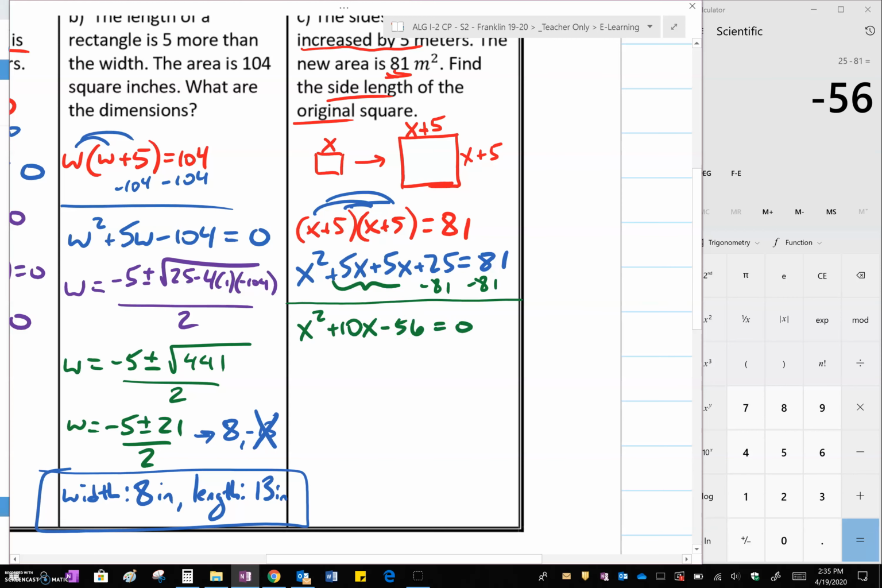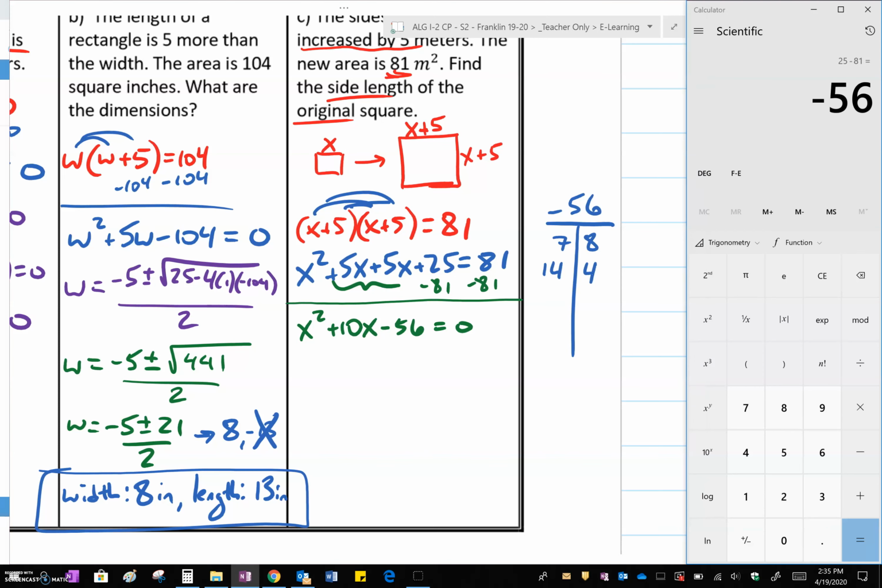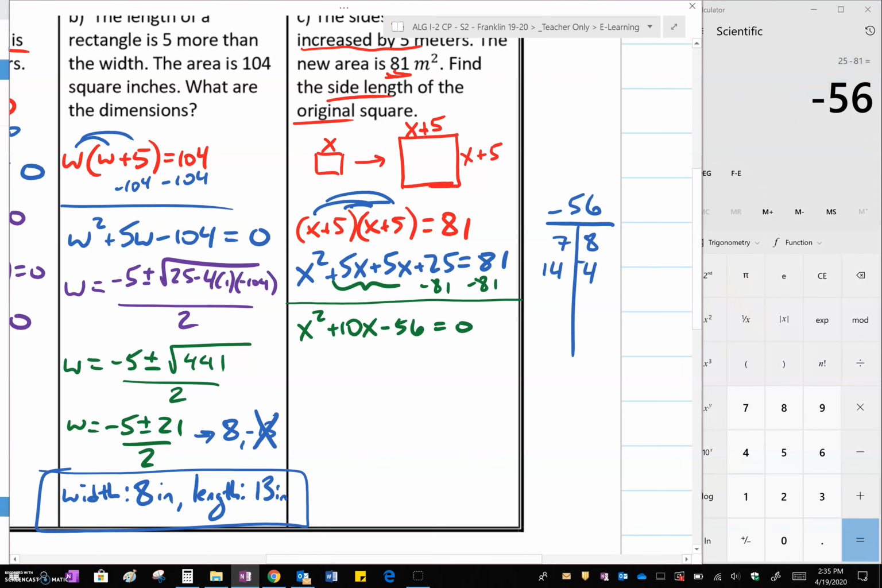All right. So we can try the quadratic formula or we can factor. And just to save some space here, I think I'm going to try to factor. So we want two numbers that multiply to negative 56 and add to 10. Well, 7 and 8 is not going to work. But I think 14 and 4 will work, right? 4 times 14 is 56. If we make the 4 the negative one, that will add together to get to 10. So x squared plus 14x minus 4x minus 56 equals 0.